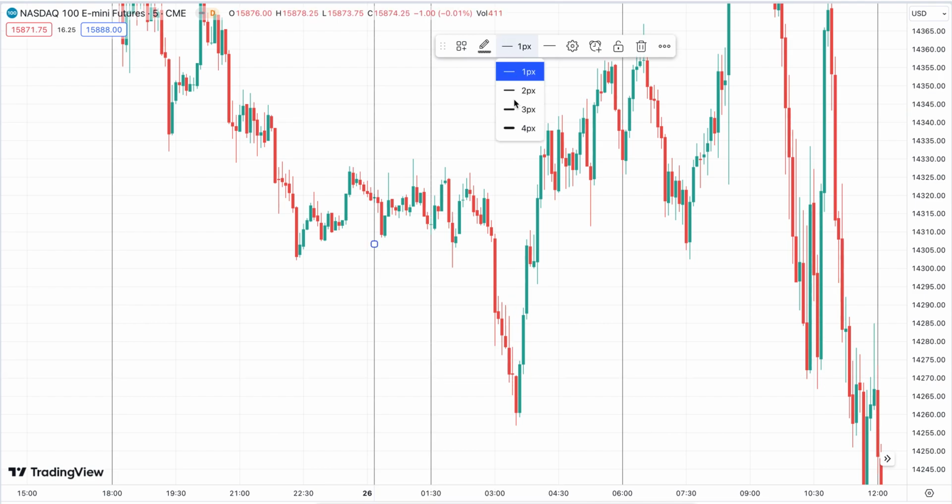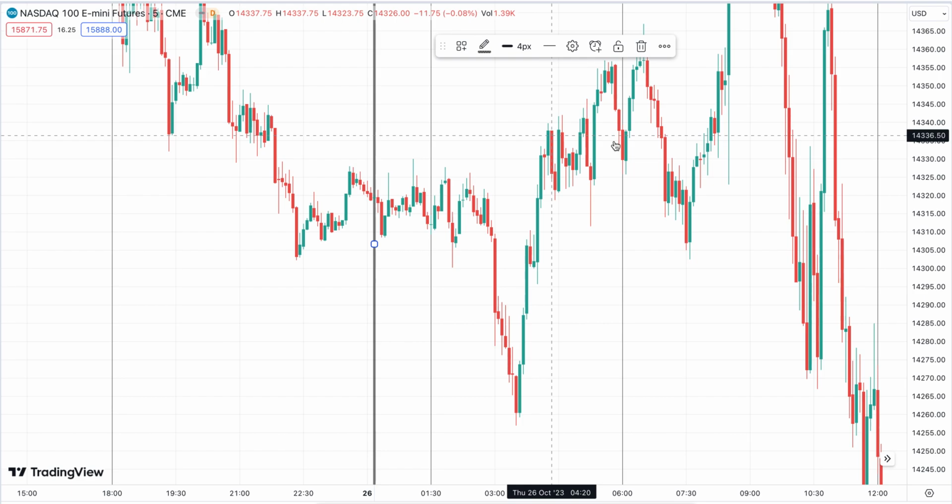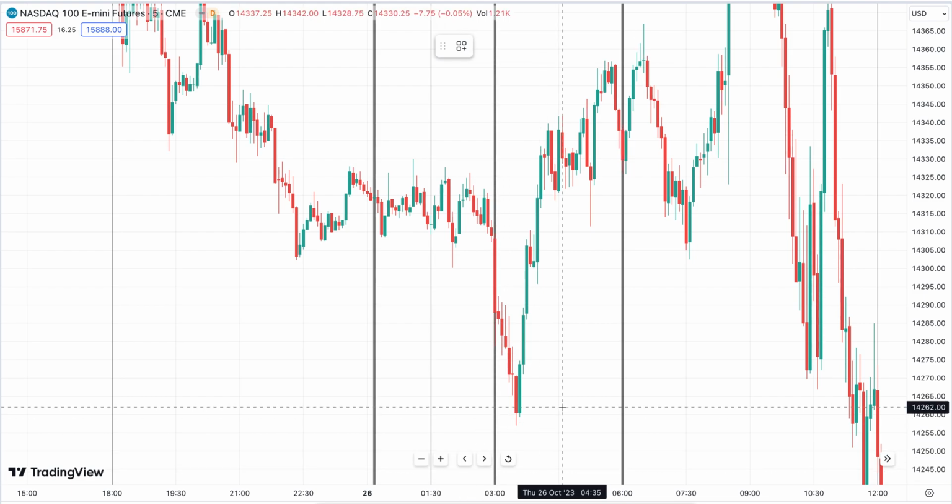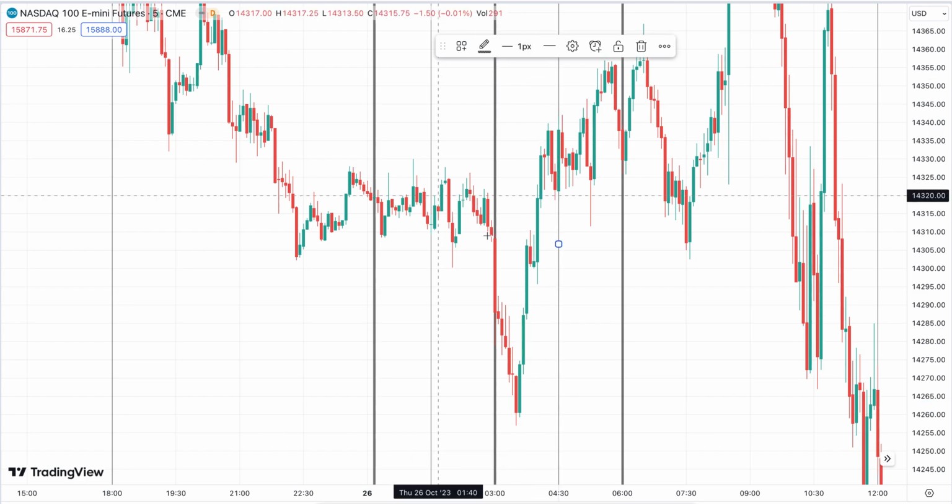Darken this line, its boundaries. Half past 1, 3 o'clock, and 4:30. Make it 1.